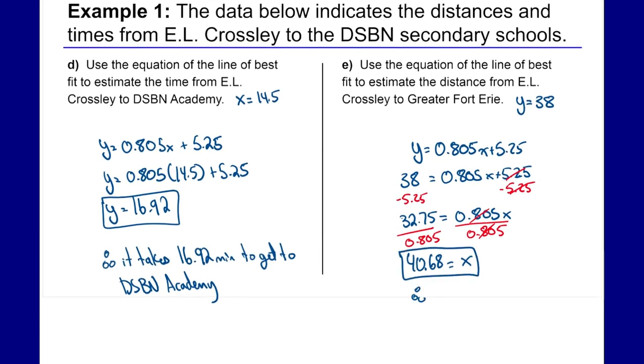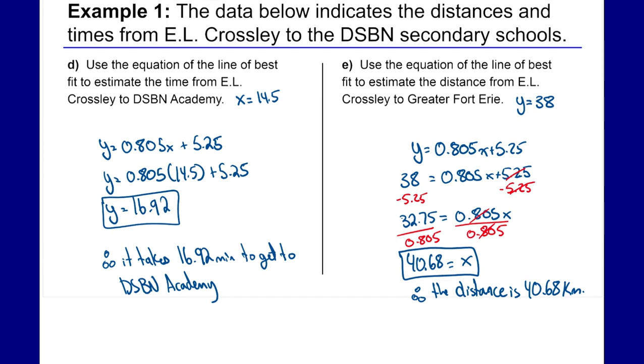So therefore, the distance is 40.68 kilometers. Right, so based off of that model and the equation that will help us make predictions, based off of the data we entered, we're estimating that the distance to Greater Fort Erie is 40.68 kilometers.